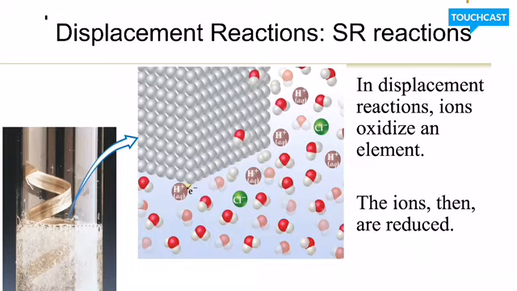It says, in a displacement reaction, ions oxidize an element. The ions then are reduced. So remember, think about OIL RIG. Oxidation is when you lose an electron. So if you can zoom in real quick to page 139 of your textbook, or if you can see this picture really well, this is the image that is appearing on page 139 of your textbook. So look really close at what you see the elemental zinc doing. All right, if you zoom in right here.